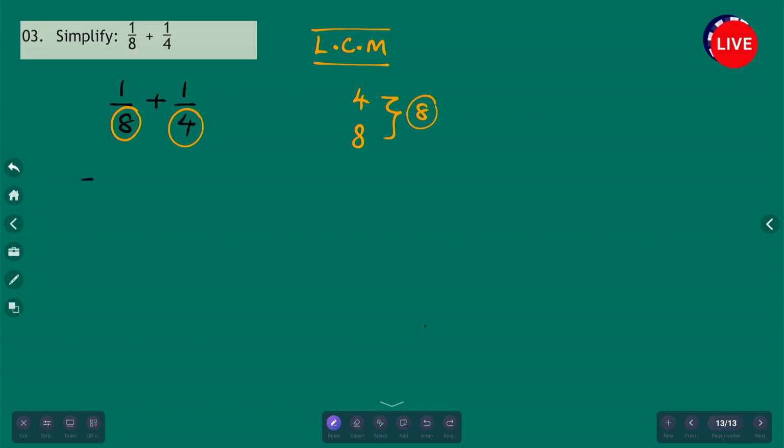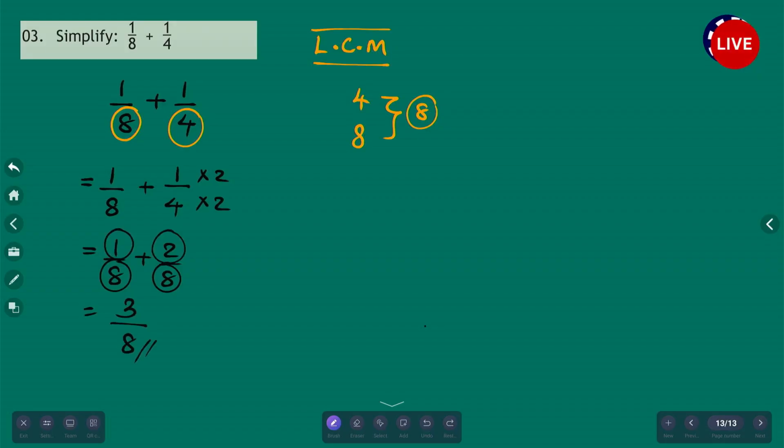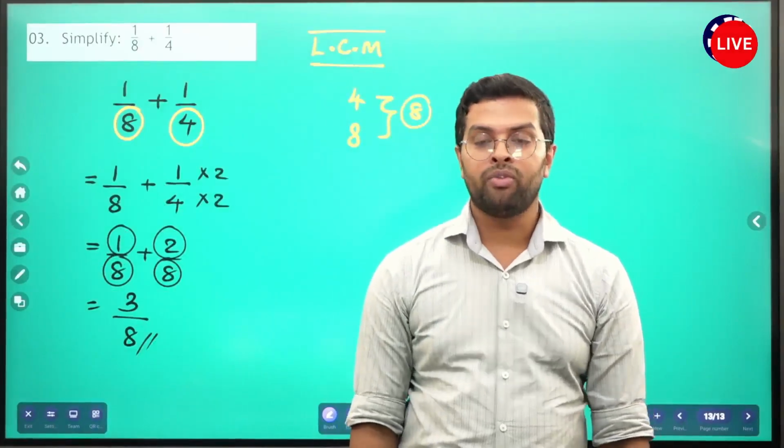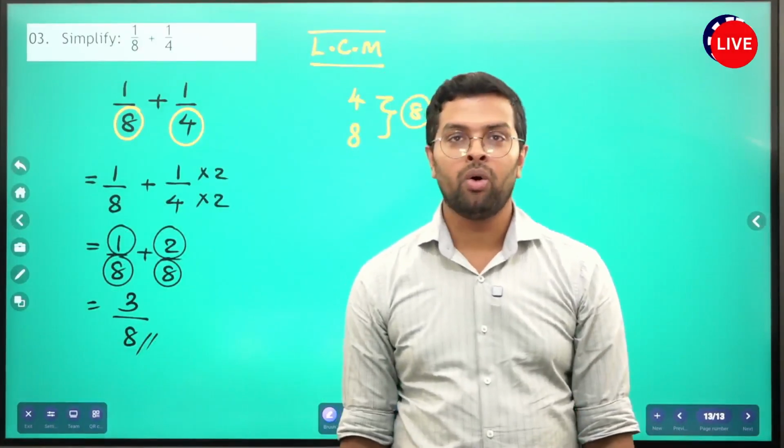So 1 over 8, you don't have to do anything. So I'm writing it as 1 over 8. But when it comes to 1 over 4, we have to convert the denominator to number 8, so we have to multiply both numerator and the denominator by 2. 1 over 8 plus 2 over 8. We have a same denominator now, which is 8. Numerators will be added together. 1 plus 2 is 3. Therefore, the answer is 3 over 8.